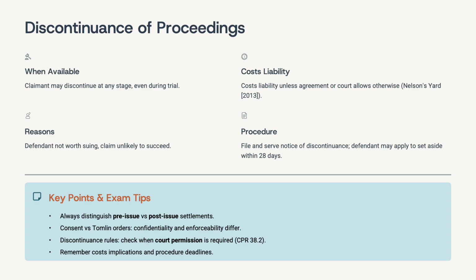Another thing are the exam tips. Always distinguish between pre-issue and post-issue settlement. They are two different things, and exams often test your procedural understanding of them. Know the difference between a consent order and a Tomlin order, especially regarding confidentiality and enforceability. Understand discontinuance rules and when court permission is required. Beware of costs applications. Incorrectly assuming costs are not relevant is a common exam trap.